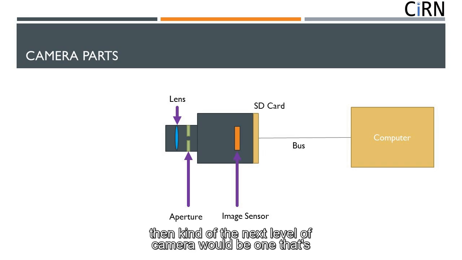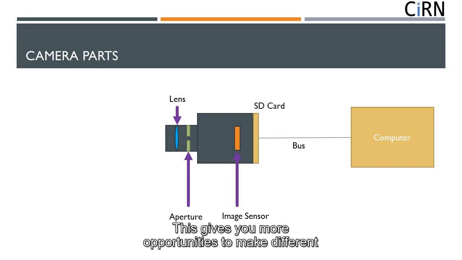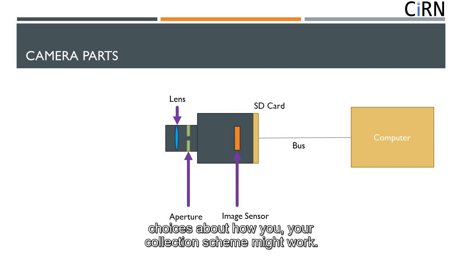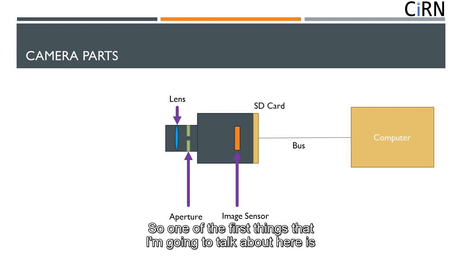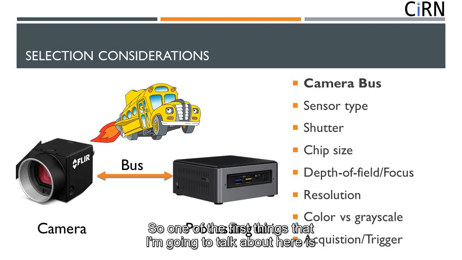And then the next level of camera would be one that's connected to a computer. This gives you more opportunities to make different choices about how your collection scheme might work. And that's going to be connected through a digital interface called a bus. So one of the first things that I'm going to talk about here is the bus.